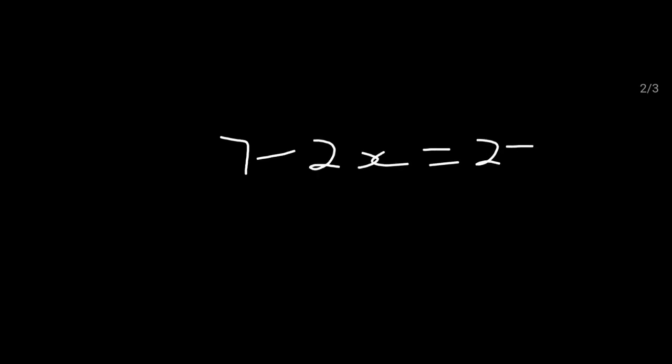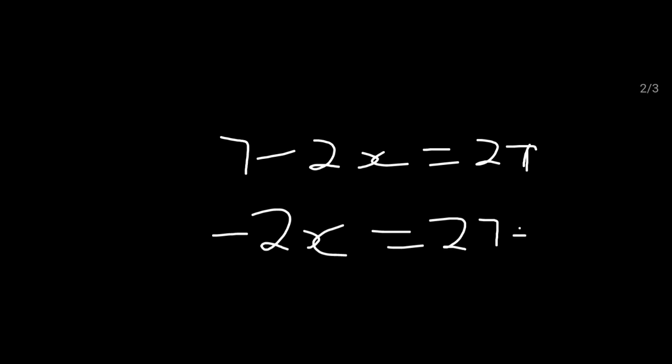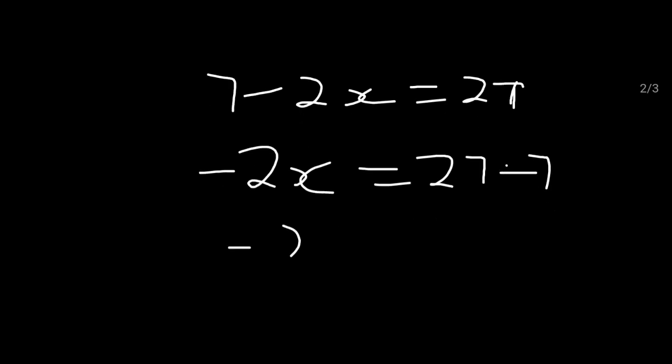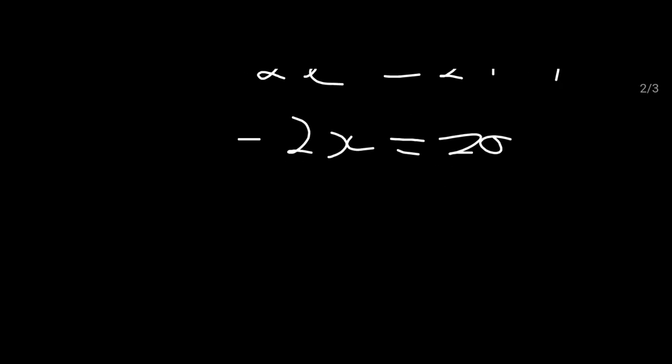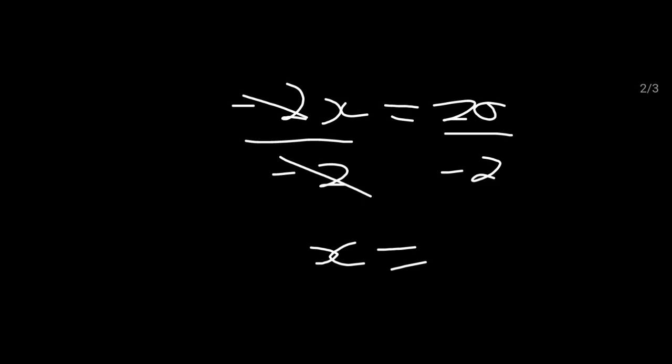Negative 2x plus 7 equal to 27. Just do the same thing. Here we have -2x, and we move the 7 to the other side, it's positive so it becomes negative, over -2x. Then what is 27 minus 7? 20. And then whatever the coefficient is, we divide by -2 on both sides. Then -2 cancels -2, we are left with x, and this side is 20 divided by -2.